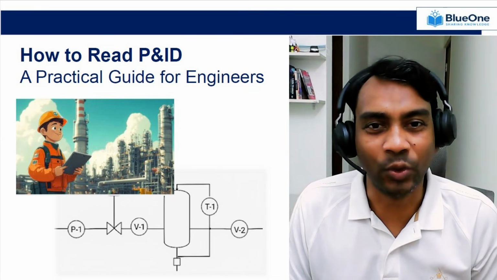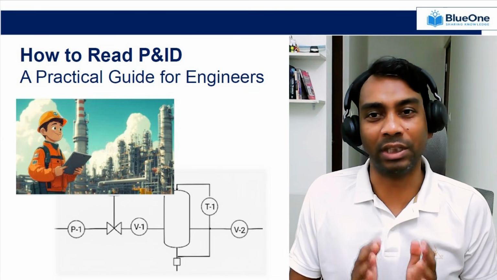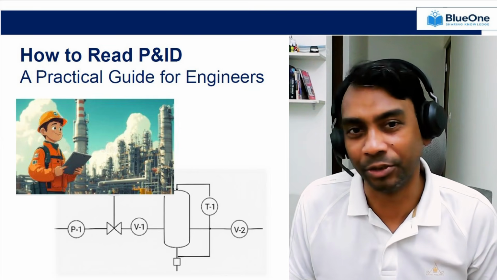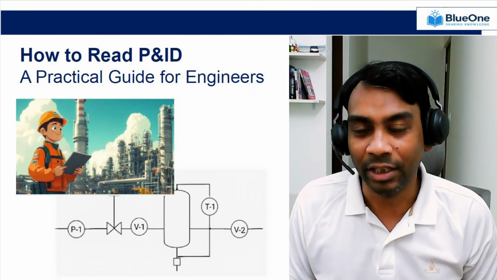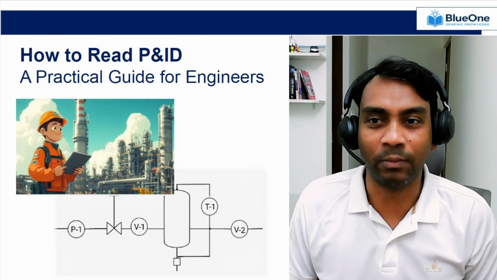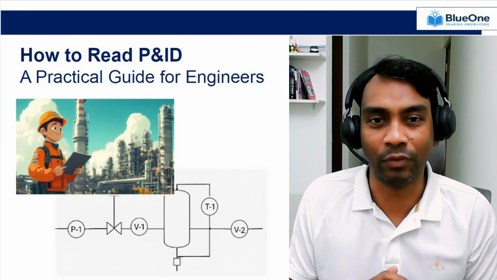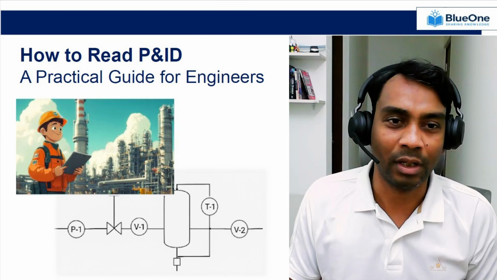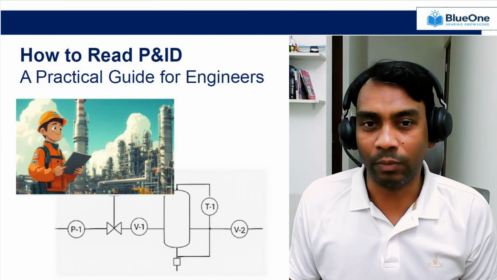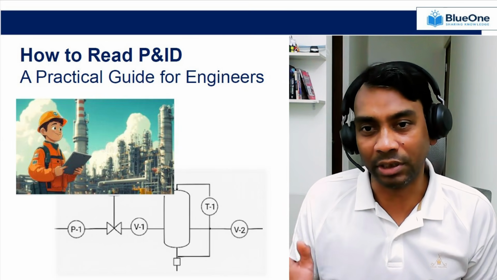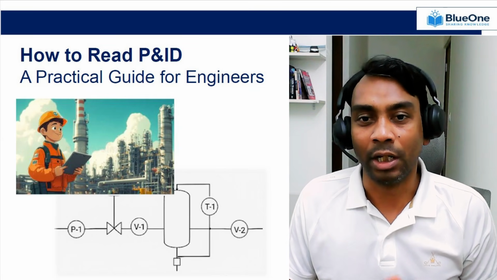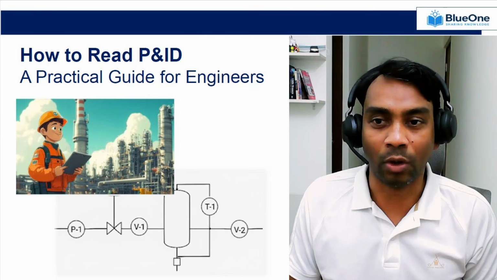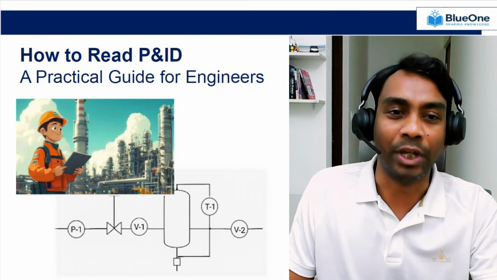Today we are diving into one of the most powerful tools in engineering design, the piping and instrumentation diagram. I often say if you can read a P&ID, you can visualize the entire plant even before a single piece of equipment is installed. Across every phase of a project, from concept, design, detail engineering to commissioning, operation and maintenance, the one document that unites all disciplines is the P&ID.